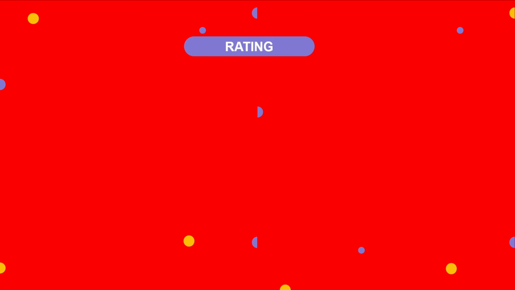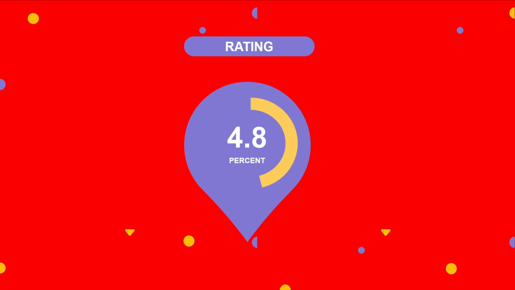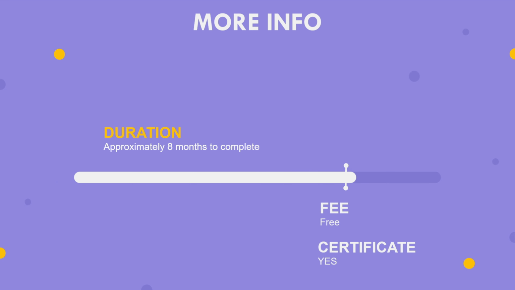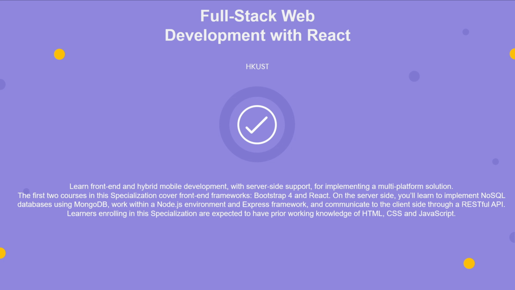The language is English. The rating of this course is 4.8. It will take 8 months to complete the course. Full stack web development with React. Learn front end and hybrid mobile development with server-side support for implementing a multi-platform solution.